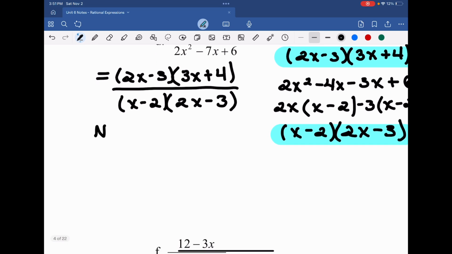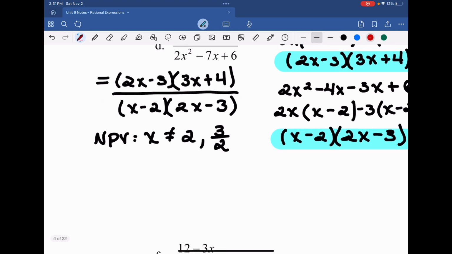Okay, now I'm going to state my MPVs. As soon as I've factored it like I have, my x's can't be, so let's just state MPV. X cannot be positive 2 or 3 over 2. If you isolate the x terms in the denominator terms, you're going to figure out that these would be your two values here. Now I can make my cancellations.